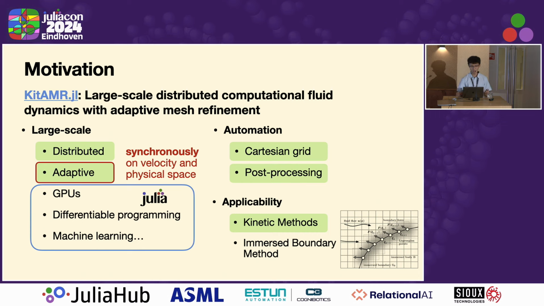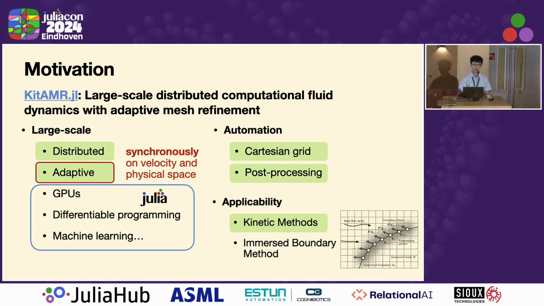And you know, all of them are areas where Julia excels. And regarding automation, we use Cartesian grids managed by quad or octree, known for their advantage in automated generation. And the post-processing capabilities are also integrated.